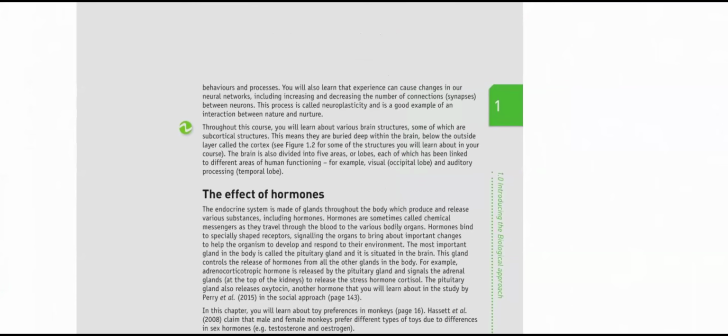Through this course, you will also learn about various brain structures, some of which are subcortical structures. This means that they are buried deep within the brain below the outside layer called the cortex. The brain is also divided into five areas or lobes, each of which have been linked to different areas of human functioning. For example, visual is the occipital lobe and auditory is the temporal lobe.